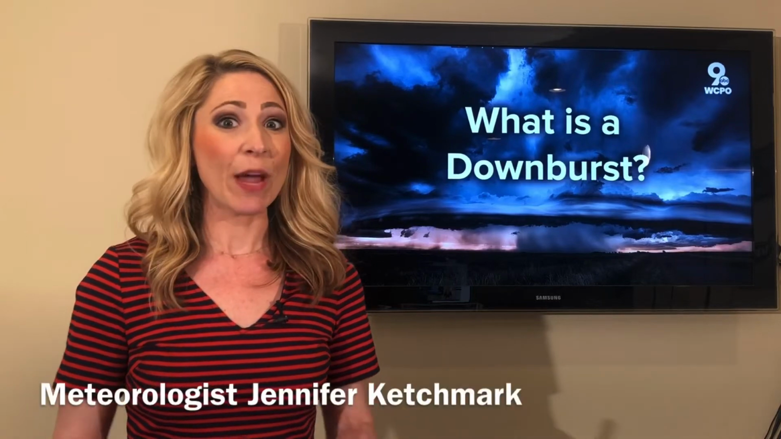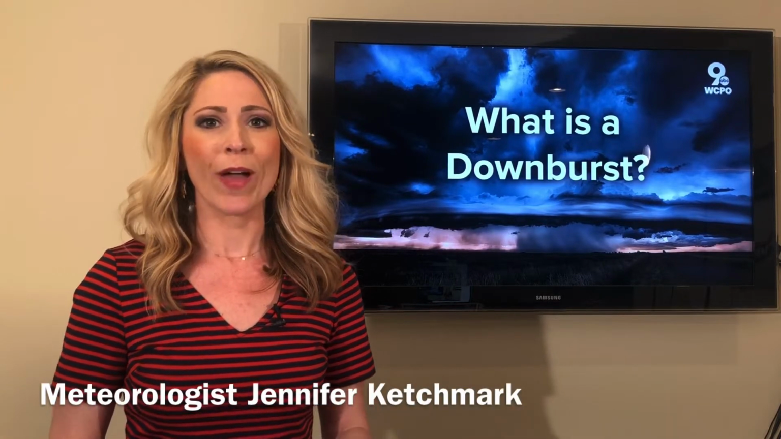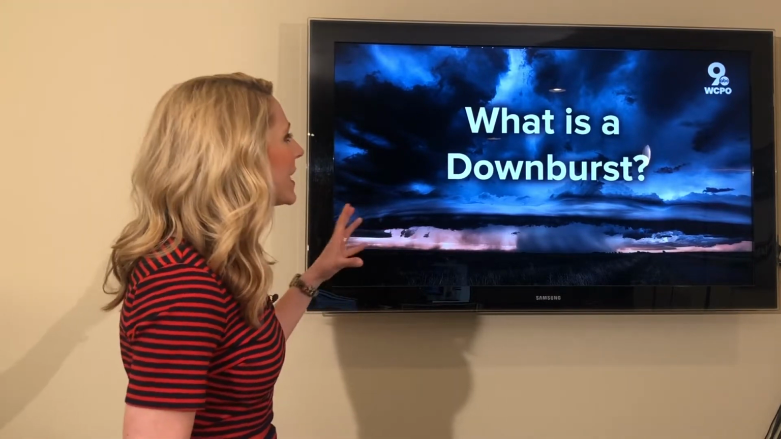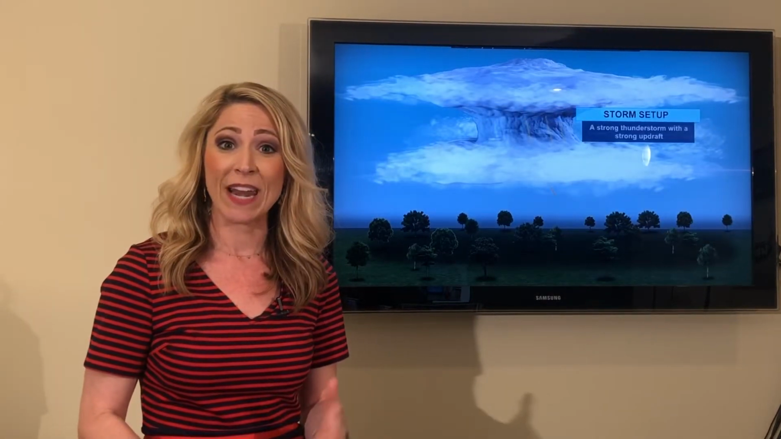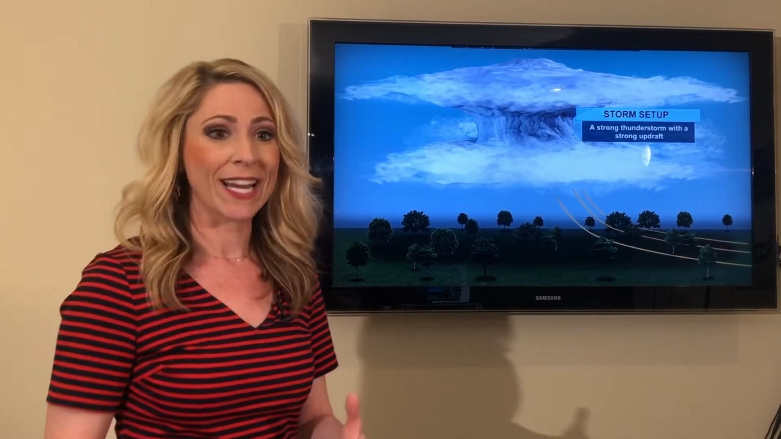Good morning. Today we're going to look at a severe weather phenomenon that you may never have heard of before. It's called a downburst, and it's a pretty complex thing that can happen in severe thunderstorms. And that's one of the big things you must have for this to happen.